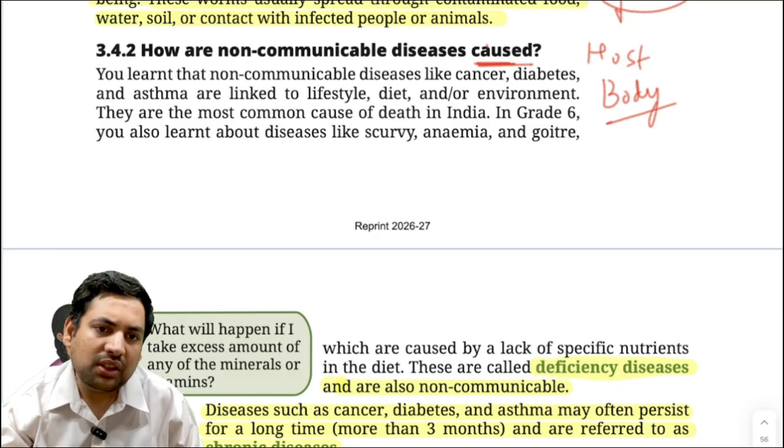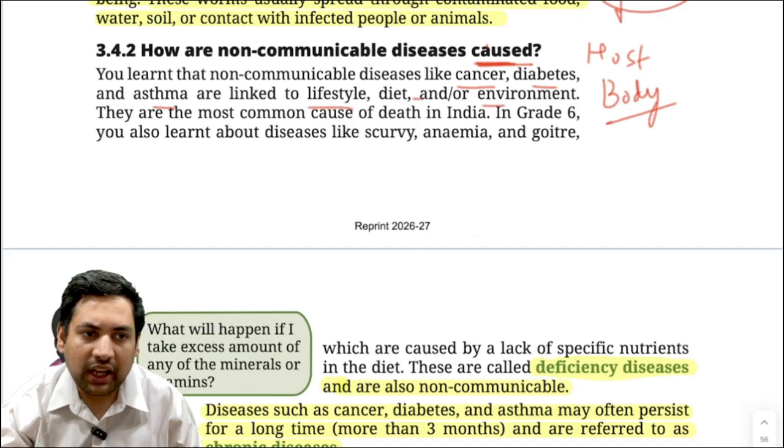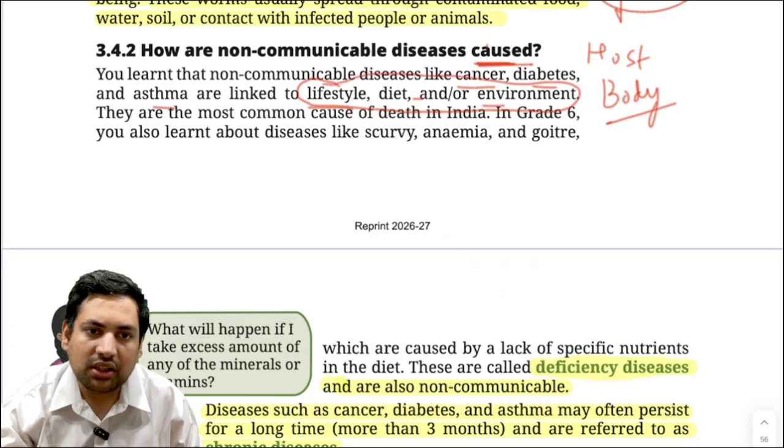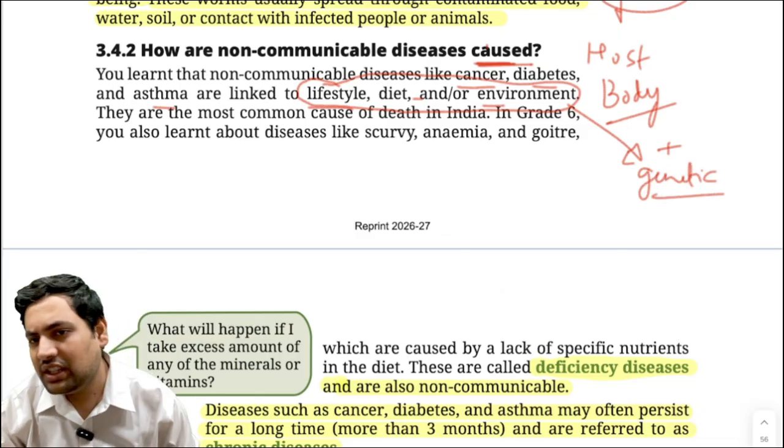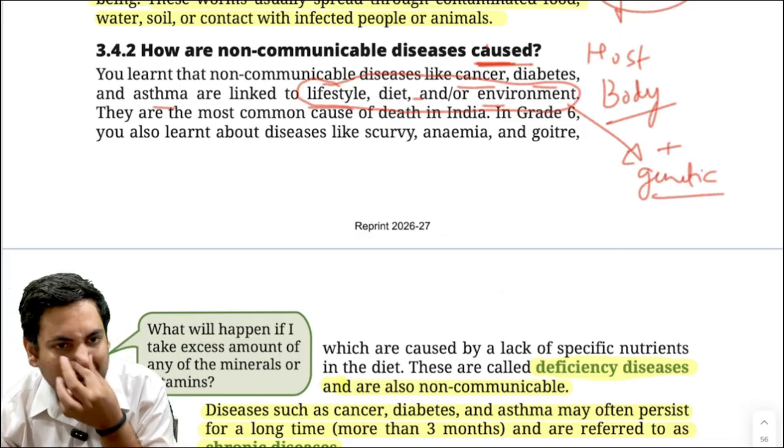One of the most famous ones, cancer, diabetes, asthma, are linked to lifestyle, diet, and or environment. So these are the major causes. One more you can add that is not given here: genetic or hereditary. These are the major reasons for non-communicable diseases.